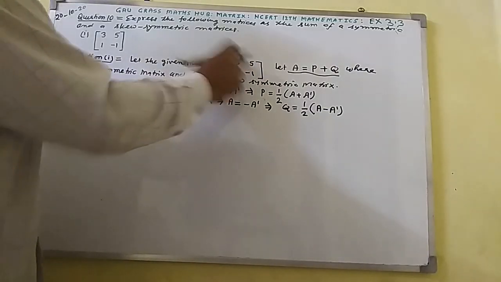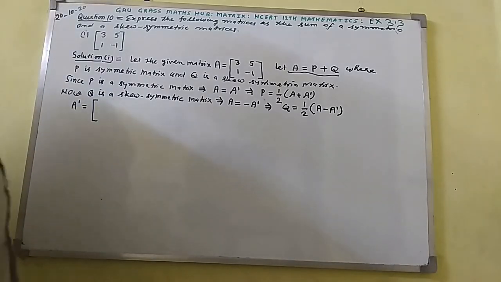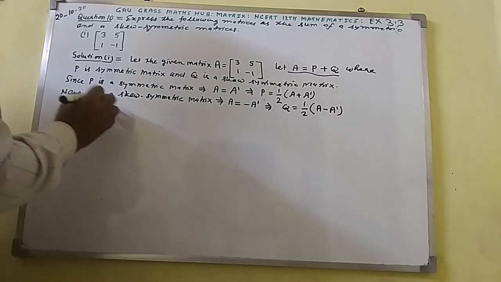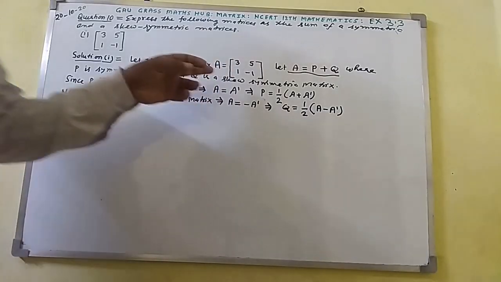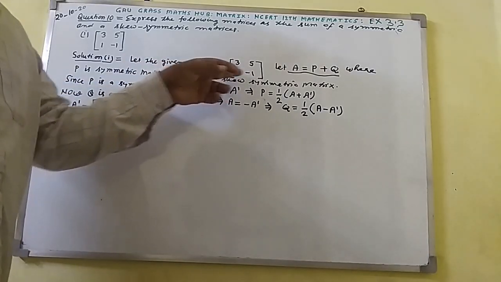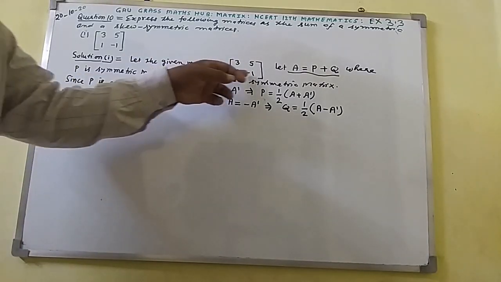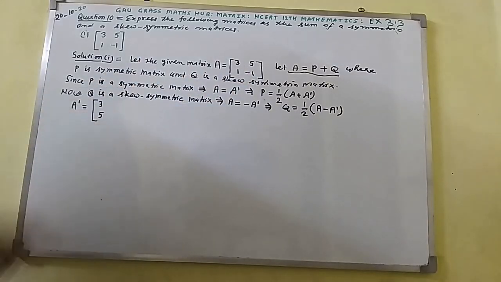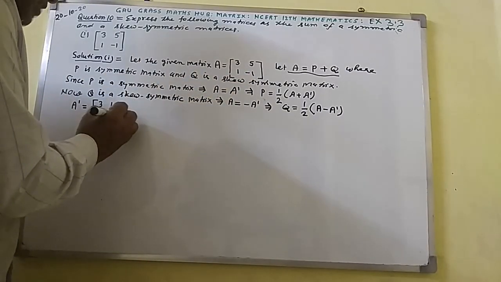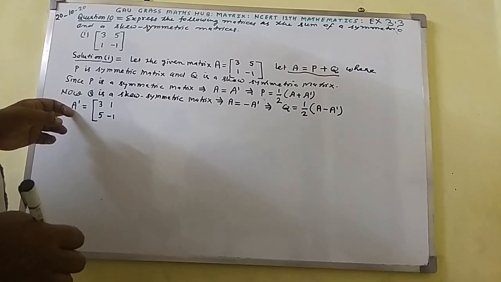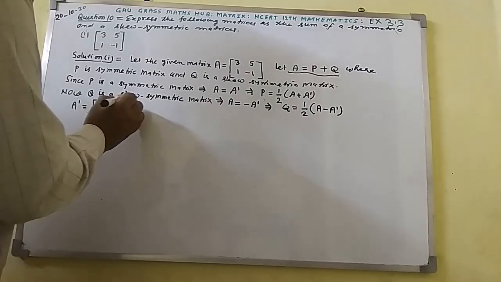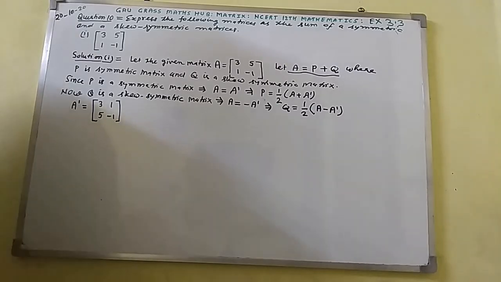Here 3 and 5 are there in the first row, and that will be converted into the first column. So here I shall write the first column elements 3 and 5. Here you can see the elements 1 and -1 are there in the second row. So the second row will become the second column. So here I shall write 1, -1. Then the transpose of A will be this one. I have written it.